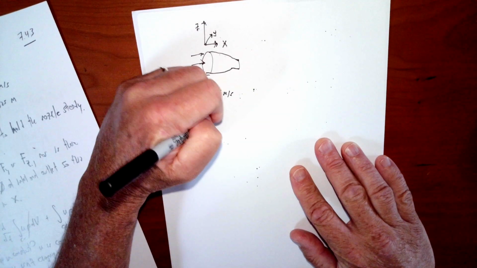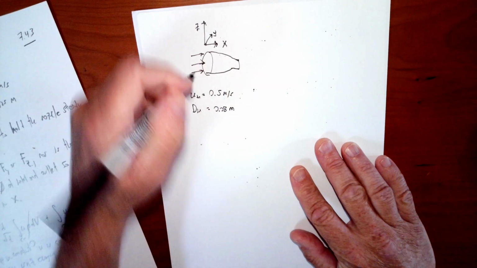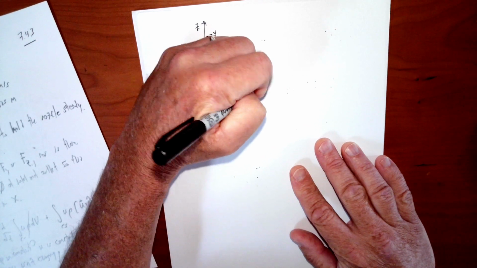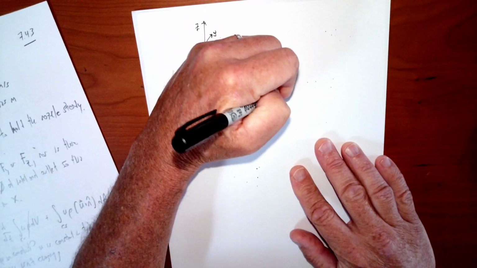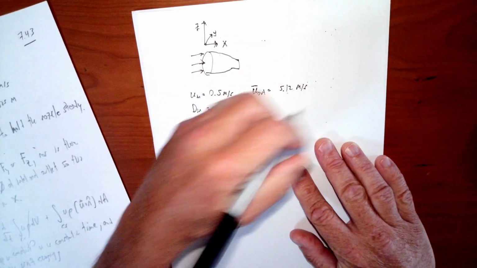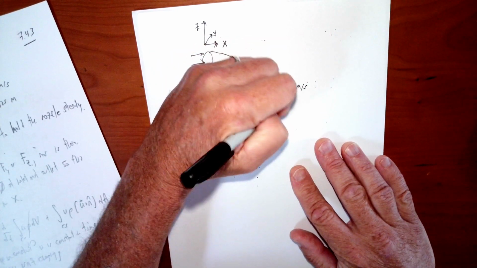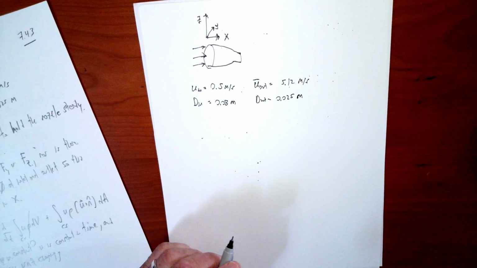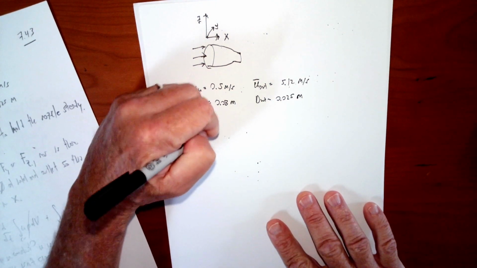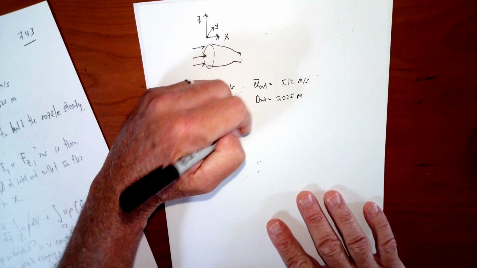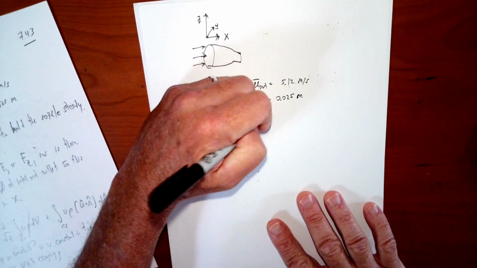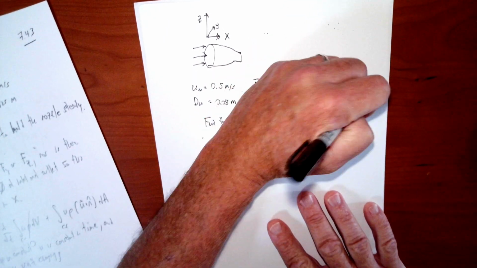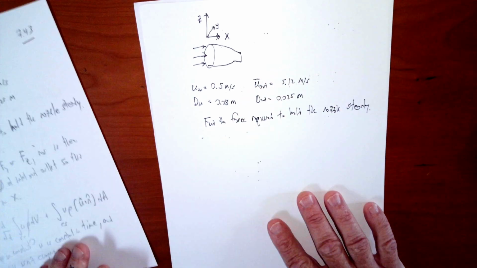We know that the diameter in is 0.08 meters. We know that the average u out, with a bar over it here, is equal to 5.12 meters per second. And we know that the diameter of the outlet is equal to 0.025 meters. So we know all of that, and the problem will be, let's find the force required to hold the nozzle steady, right? So we want a steady nozzle here.